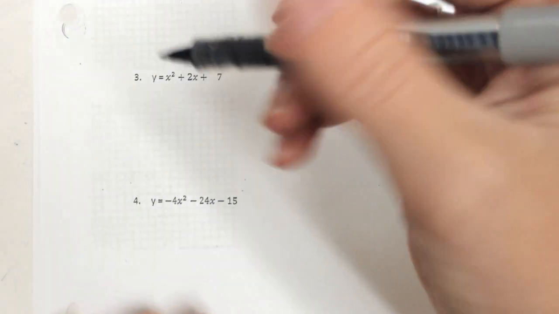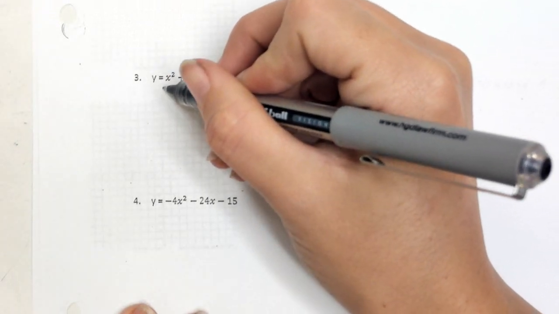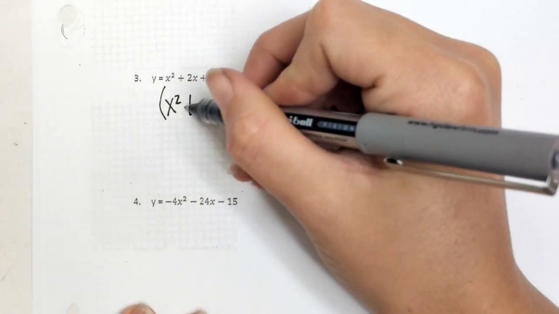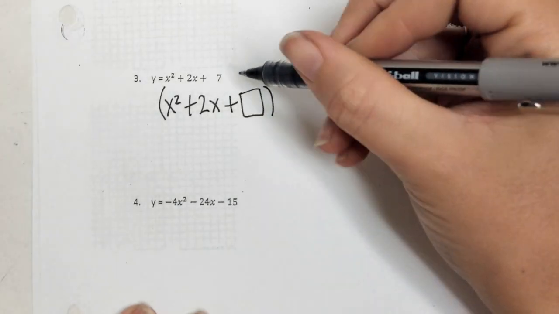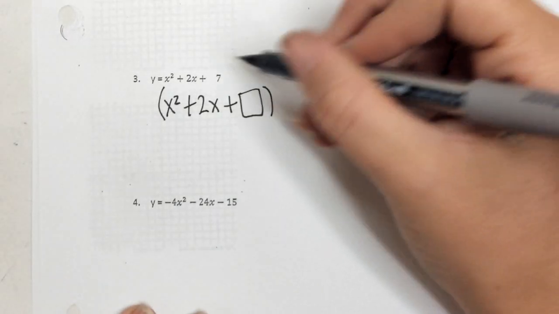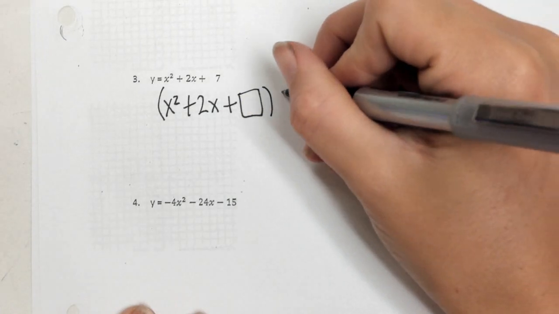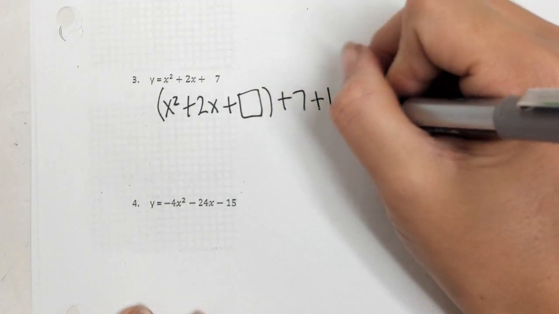Alright, the first thing I'm going to do is rewrite it as x squared plus 2x plus box. I'm not moving the 7. I'm just bringing it down so it still says plus 7. We'll have plus box right here.